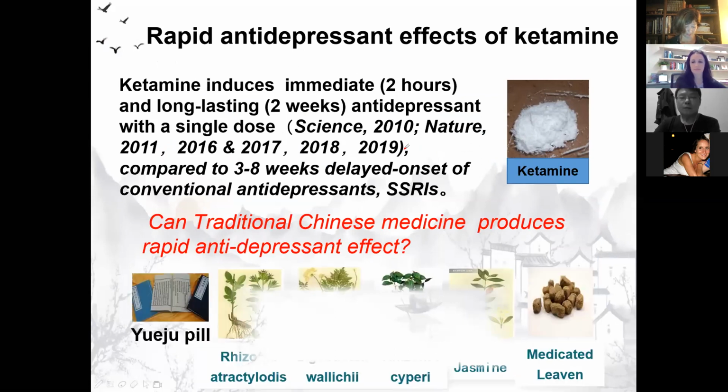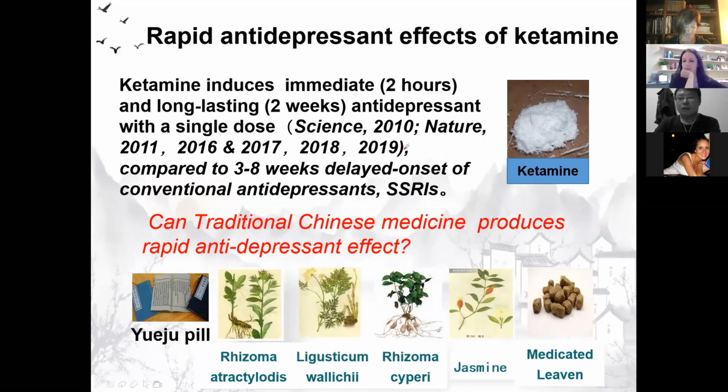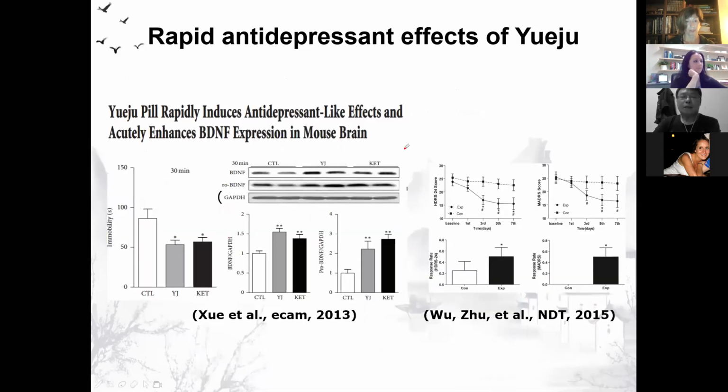We found that a traditional Chinese medicine formulated by Dr. Zhu Danxi 800 years ago, which consists of 5 herbs, was usually used to treat psychiatric disorders, including depression. A previous study found that yuezhi can produce a rapid antidepressant effect in mice, which also depends on upregulating BDNF expression in the hippocampus.